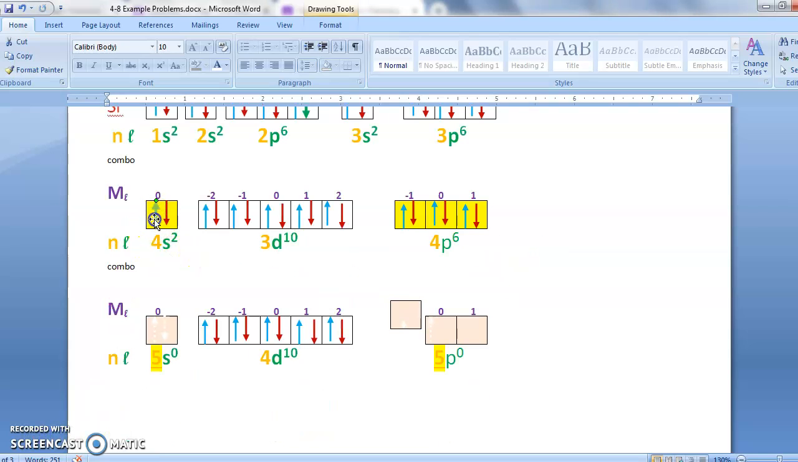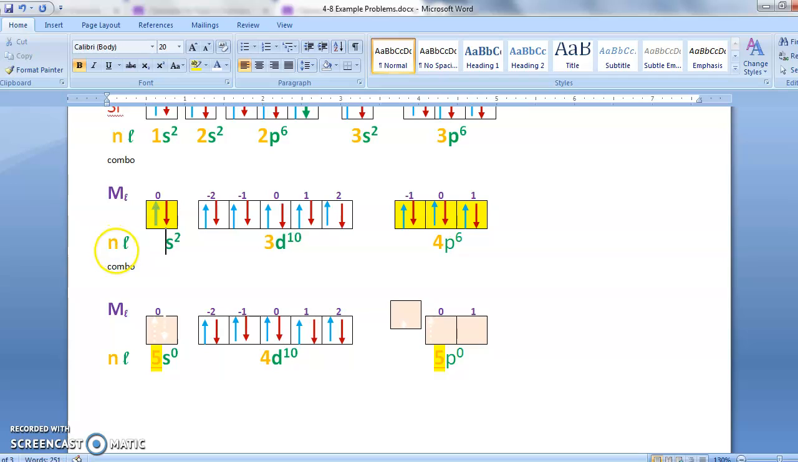What would the quantum numbers be for this green electron right here? Once again, the first 2 quantum numbers are revealed underneath the box. This is my N right there. So what is my N? My N is 4. So my first number in the quantum number set, my principal quantum number, is 4. My second number is the number that goes along with the electron's sublevel. Remember, when you're in the S, your second number is a 0.